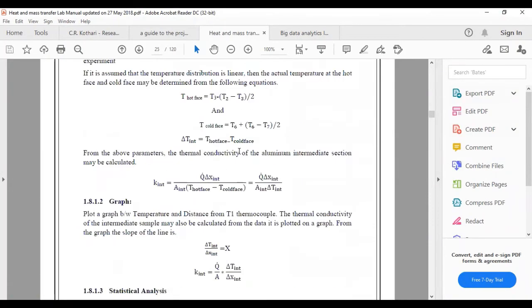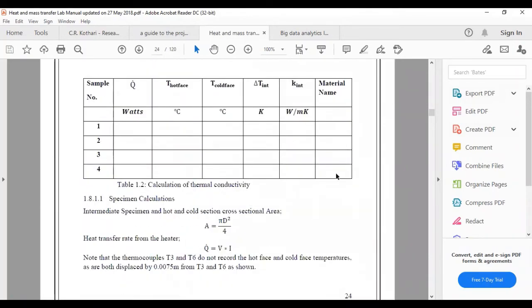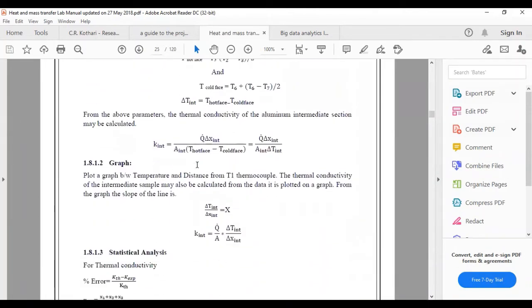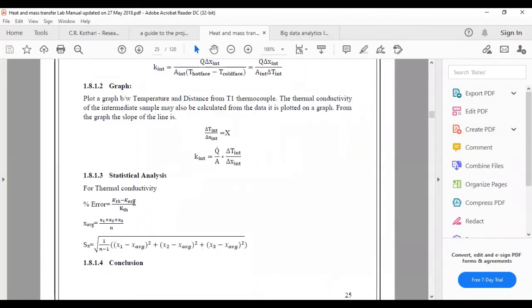So now for further statistical analysis, we have got the 4 values, and it is not essential. You can measure 5 to 6 values of this K to perform the statistical analysis. And what is statistical analysis? This is actually your theoretical value of K minus experimental. Meaning you will get the theoretical value from the literature, and the experimental value you have measured. You will divide by this theoretical value, and you will get the percentage of error.